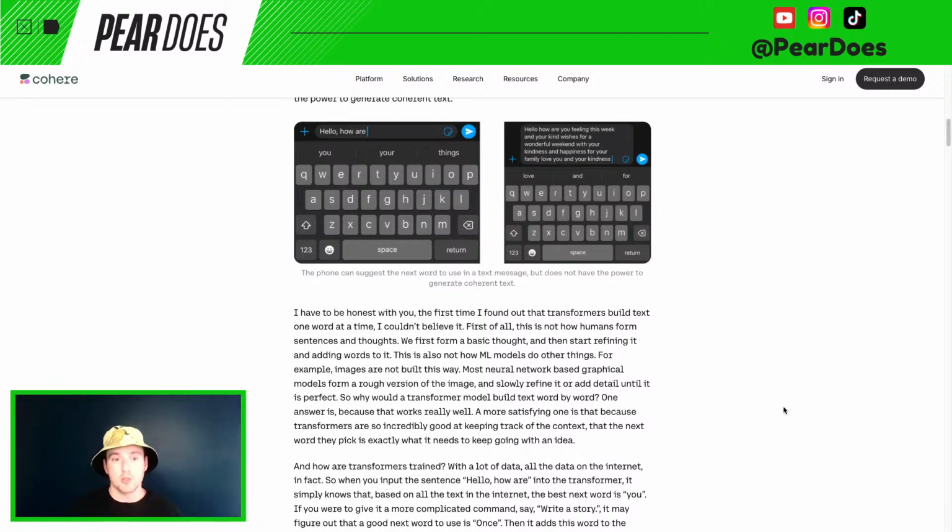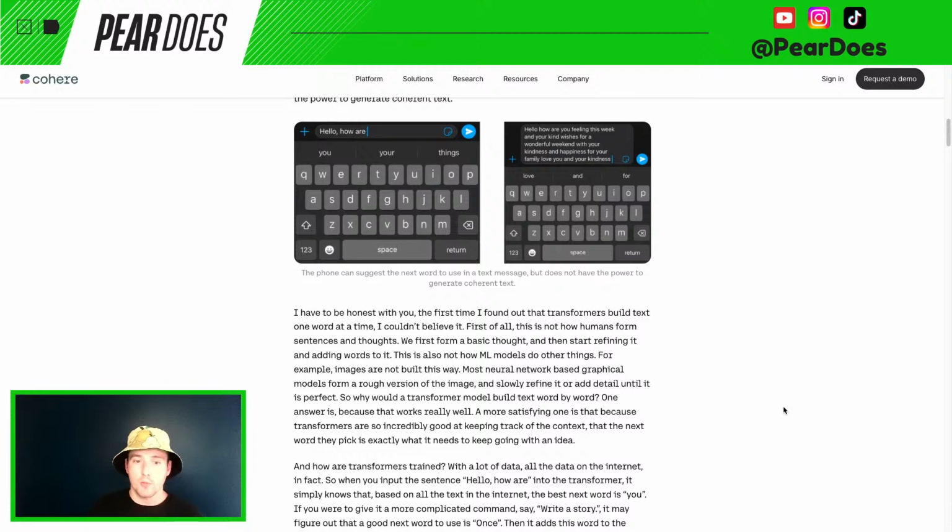For example, images are not built this way. They're not built one pixel at a time by these machine learning models. Most neural network-based graphical models form a rough version of the image and slowly refine it or add detail until it is perfect. They might add more pixels to it, they may remove pixels until they get the general idea. They're not adding one singular pixel at a time and saying, is this close? Yep, move on. Is this close? Yep, move on. No, it's saying, hey, we're going to have 10 red, 10 green dots. Are we close? And then keep iterating from there.